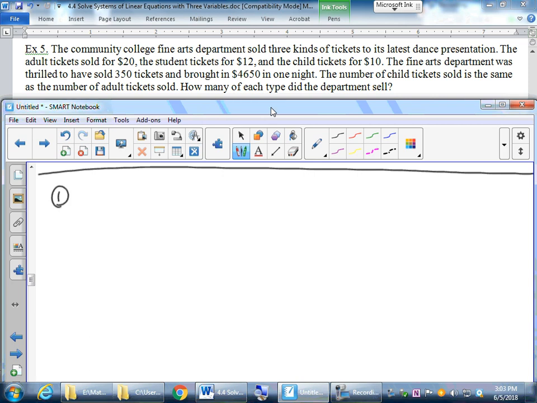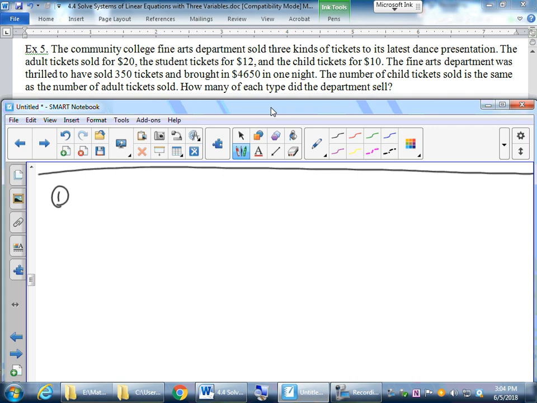Okay. So the community college fine art department sold 3 kinds of tickets on its latest dance presentation: adult tickets, student tickets, and children tickets. The fine art department sold 350 tickets and brought in 4,650 in one night. The number of children tickets sold is the same as the number of adult tickets sold. So how many of each type did the department sell?